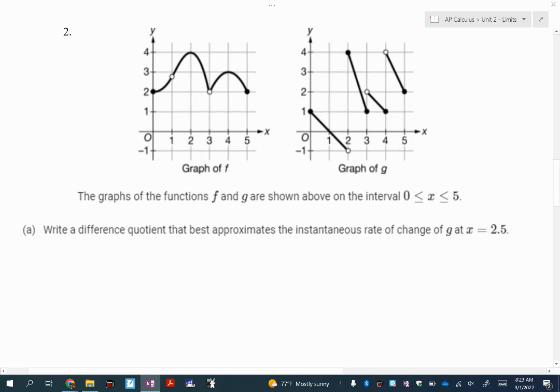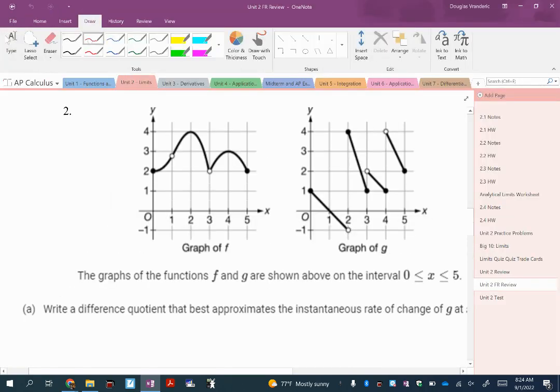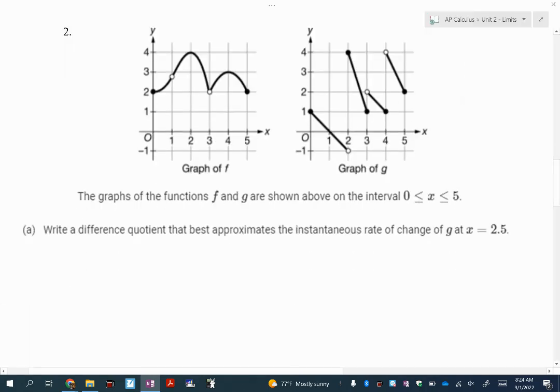We've got two graphs here, f and g, and it says that the graphs are shown above with the interval x between 0 and 5, including both 0 and 5. Write a difference quotient that best approximates the instantaneous rate of change of g at x equals 2.5. So my first thought was, if I go to the g graph, where x is 2.5, it looks like it's approximately here.